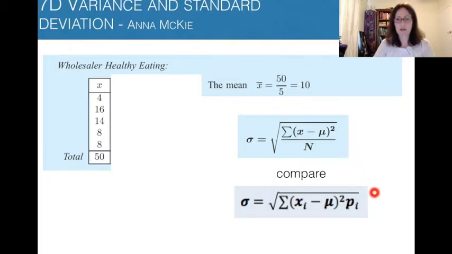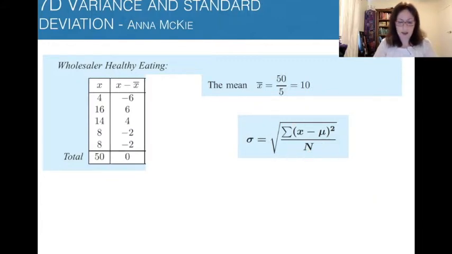Now compare that to what we're doing in the topic that we've got at the moment. You can see the similarities. You're taking each value and subtracting off the mean and squaring that. And you want the sum of all of that. That's the same both times, and there's the square root. One of them has the probabilities, and the other one divides by how many there are. So we're just going to look at this one first.